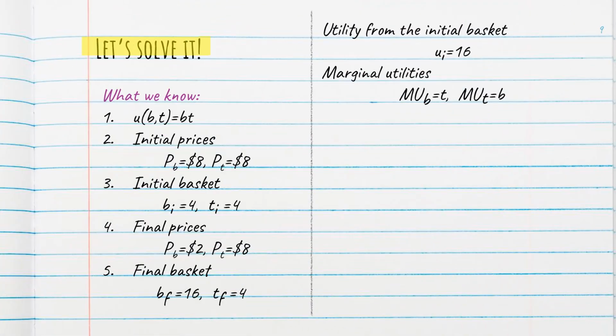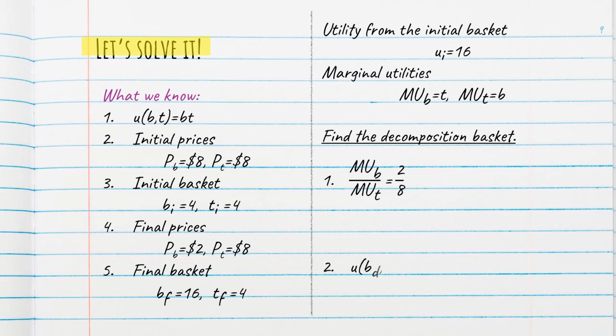So using this utility from the initial basket and our marginal utilities, we should really easily be able to find the decomposition basket. Remember, it has two properties. It has to capture the new ratio of prices: the ratio of marginal utilities equals 2/8, because that's our new price of baklava. And we also need to make sure that the utility we get from the decomposition basket is equal to 16, that number that we just solved for on the previous slide.